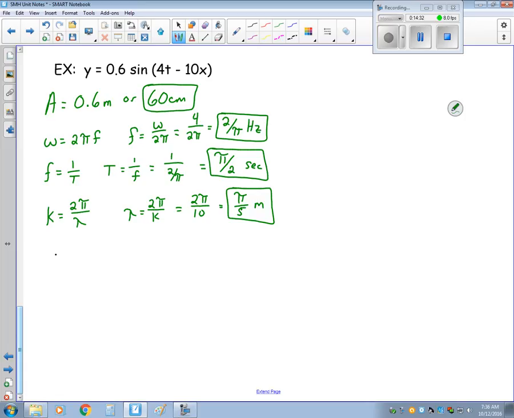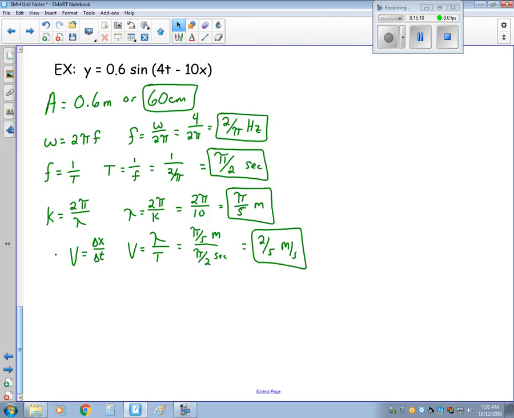And finally, I can find the velocity. Velocity, which is displacement over time. Well, for a wave, they maintain constant velocity. So for a wave, the displacement is going to be the wavelength, and the time is going to be the period. So I've got pi over 5 meters divided by pi over 2 seconds. So that equals 2/5 meters per second. So just from this one equation, I can get 5 pieces of information, which is kind of impressive.